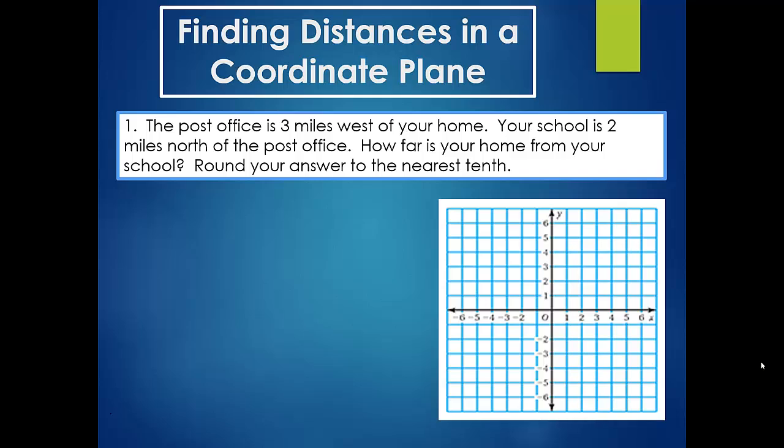So first, we can go ahead and plot our home at 0, 0. Now it says that the post office is 3 miles west of your home. So to go west, we would go left. So we'll go 1, 2, 3, and we can plot our point. And that was the post office. And now it says that our school is 2 miles north of the post office. So we'll go up 2, so 1, 2. And then we can plot our point for the school.